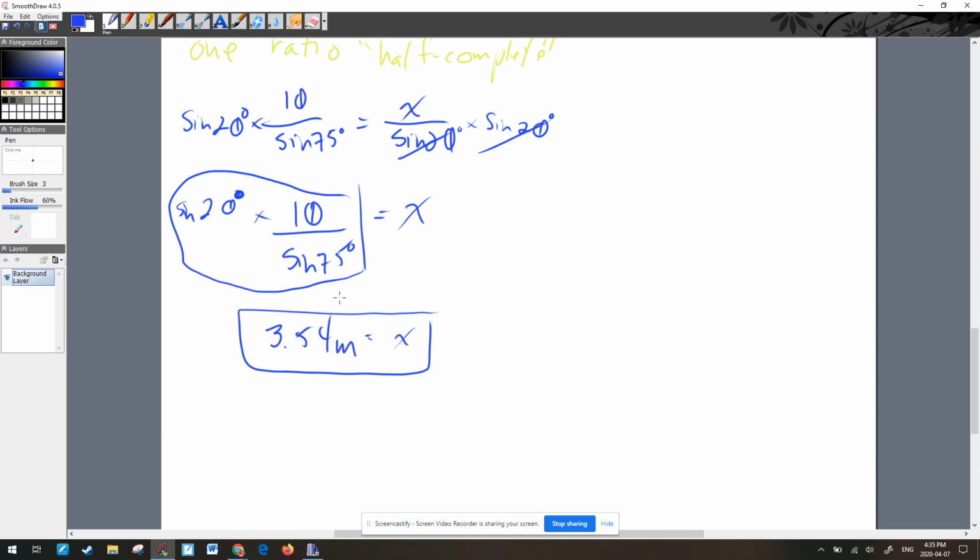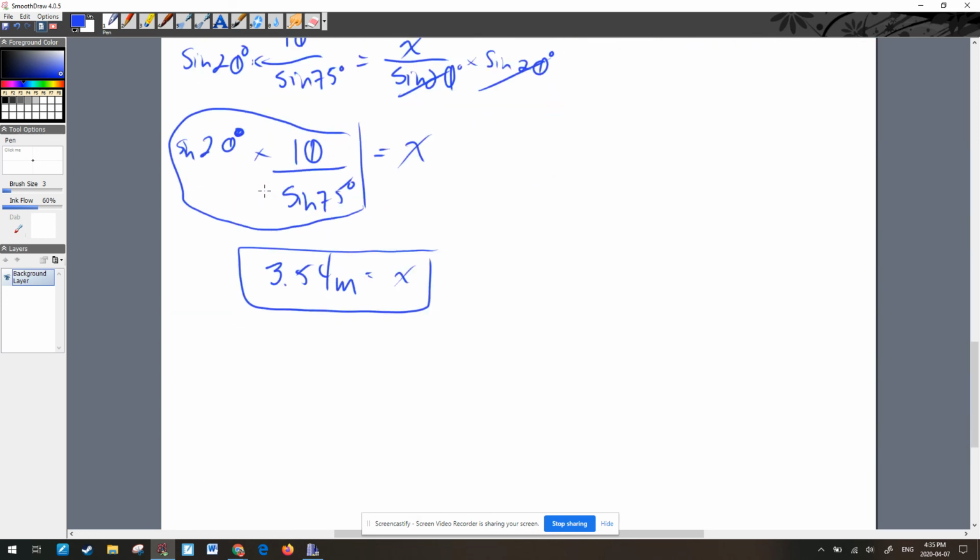Okay, so that is a really basic lesson on how to do the sine law. I'm going to stop this now, and then I'm going to put up another video in a bit that's going to do a bunch more examples, and we'll do examples of how we find an angle, not just a side length. Okay, thank you.